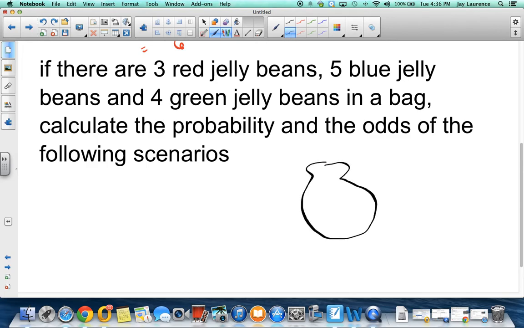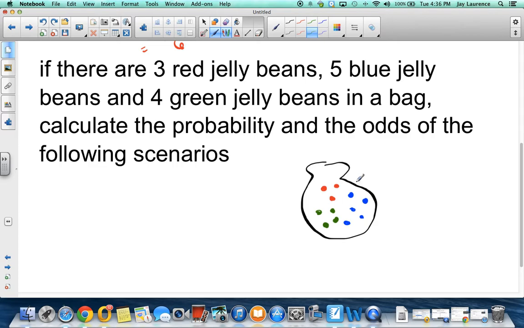In that bag, there are 3 red jelly beans. Dun, dun, dun, dun. There are 5 blue jelly beans. No, just you wait. Those of you who are on my bus in DC, we're going to be eating some jelly beans. And 4 green jelly beans, right?